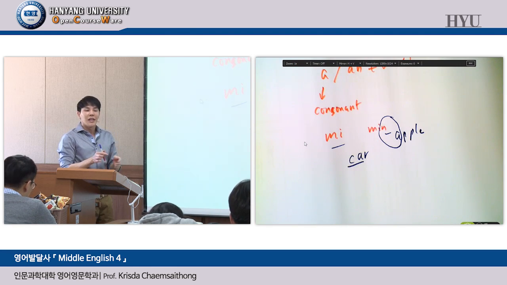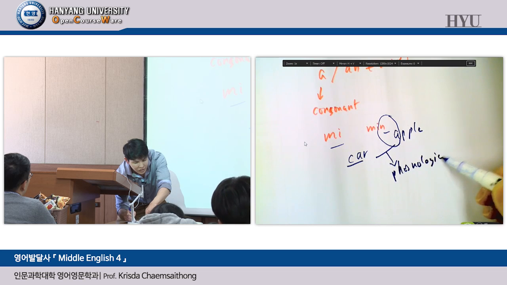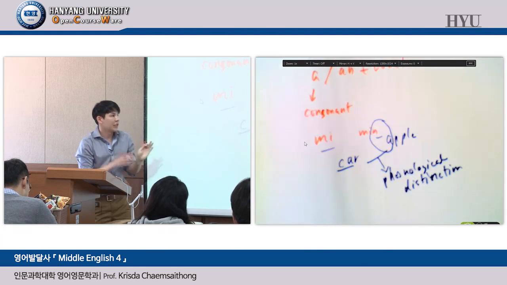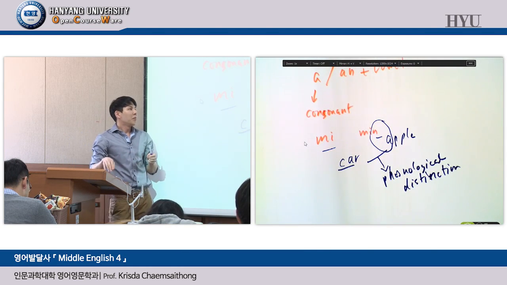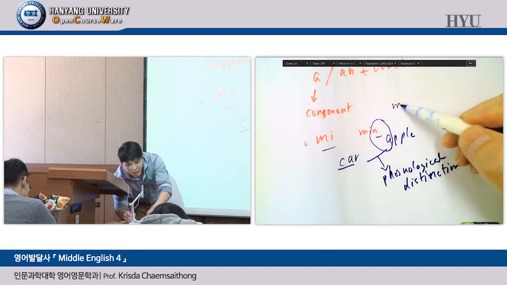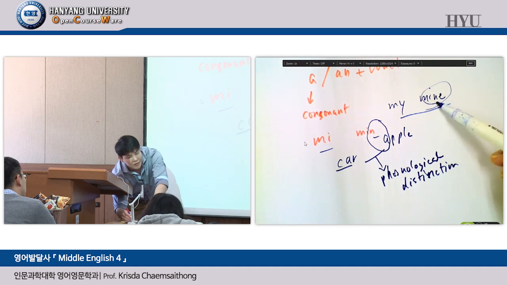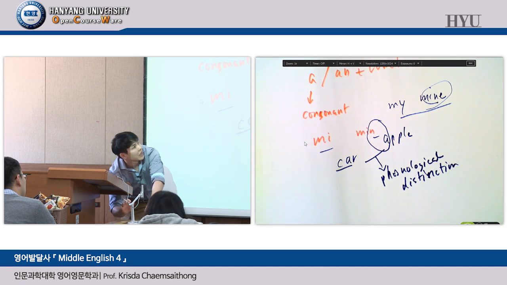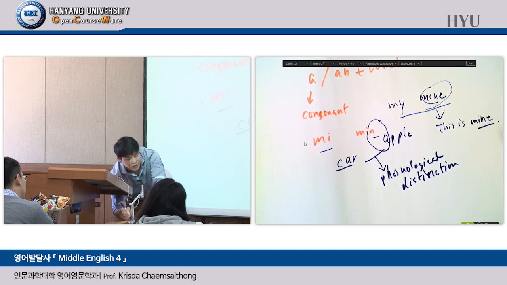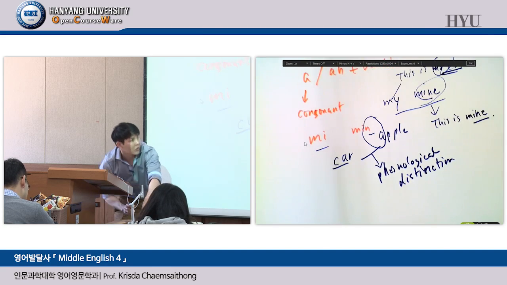But nowadays it's different, right? So this is based on the phonological distinction of the following sound. However, in modern days, how do we use the words my and mine? We do it differently. Mine, when you don't have anything that follows it, for example, this is mine. And then we have this is my car, when you have a noun following the word.